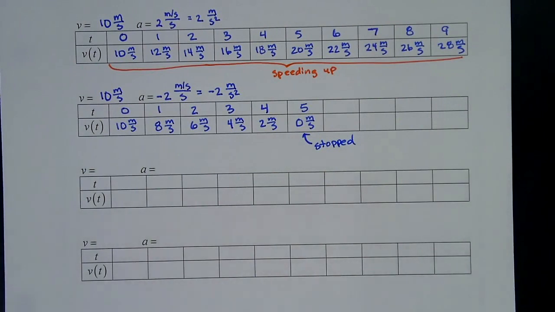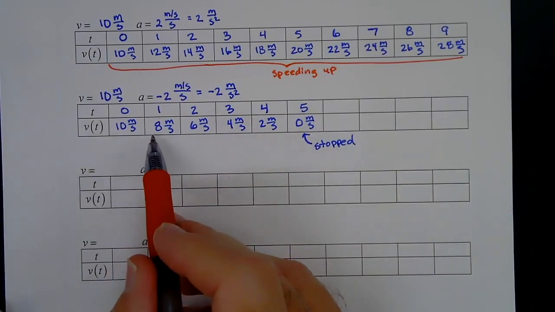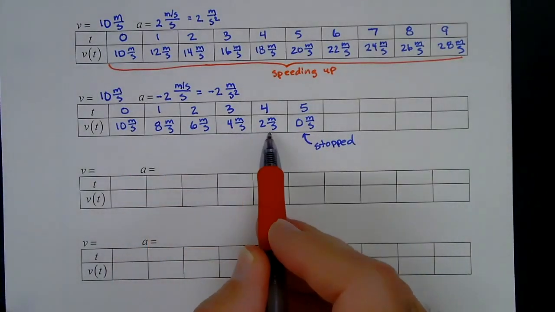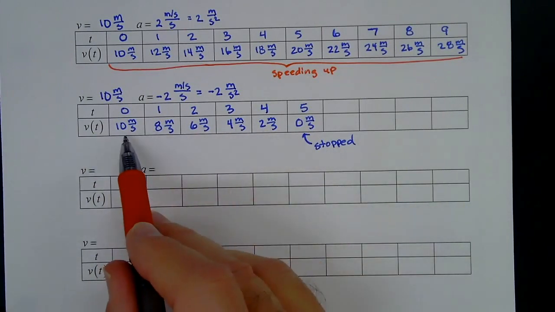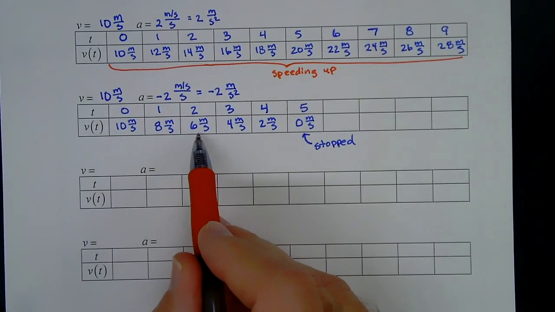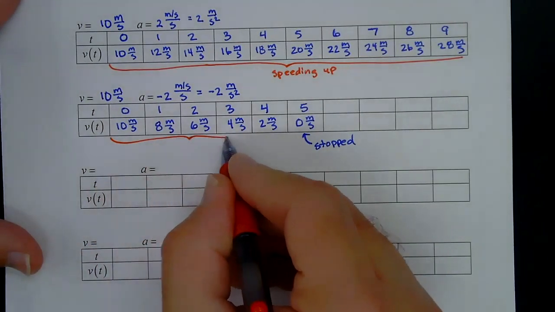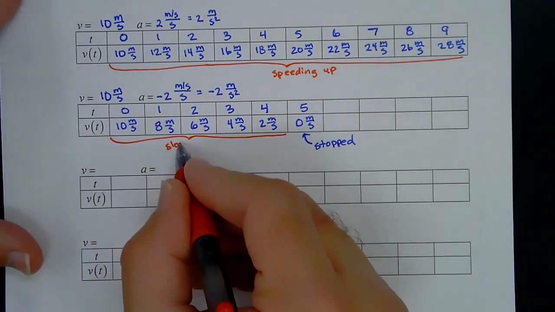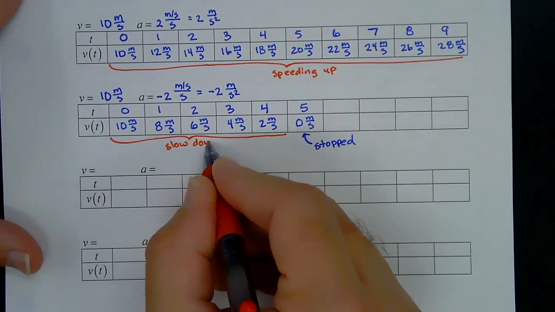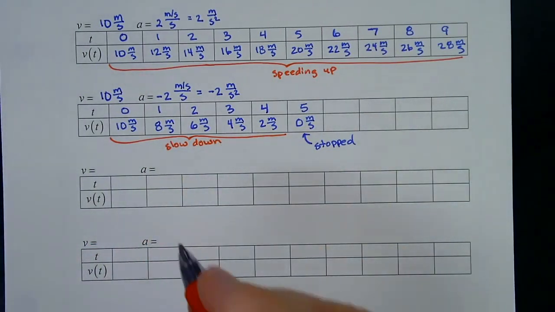Okay, now before I fill in the rest of the table, I want to talk about what just happened. We started with a positive velocity and we had a negative acceleration, which caused us to remove velocity from the positive velocity, right? And what that caused is this to get smaller and smaller. So if we go from 10 meters per second to 8 to 6 to 4, we are slowing down. You can see that in the velocities. So this is causing us to slow down.